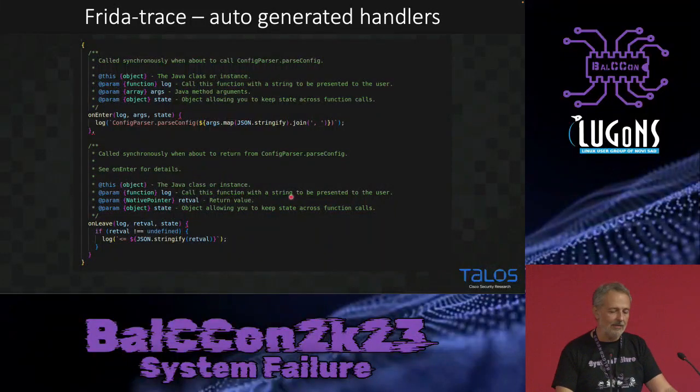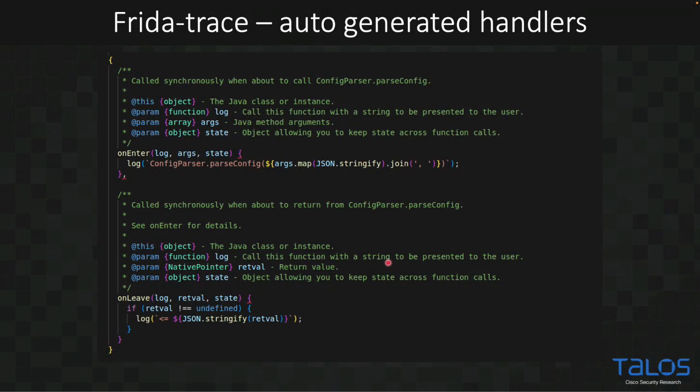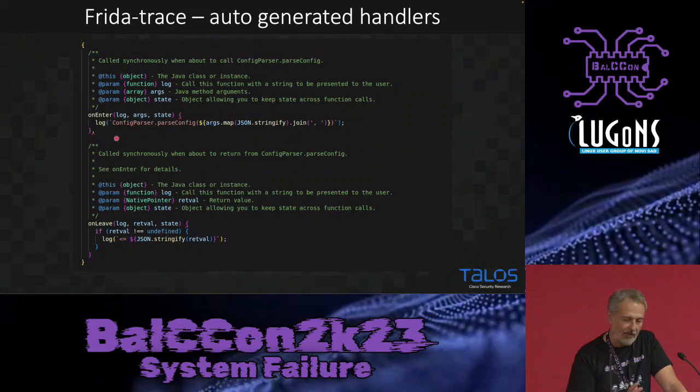The way it does that is it creates an underscored handlers folder where you run the tool, and in that handlers folder there will be a number of JavaScript files. And you can see here that in a JavaScript file you will have two functions, one onEnter and the second one onLeave. So this is what frida-trace does. It creates JavaScript and uses Frida internally. It creates this framework of boilerplate code.